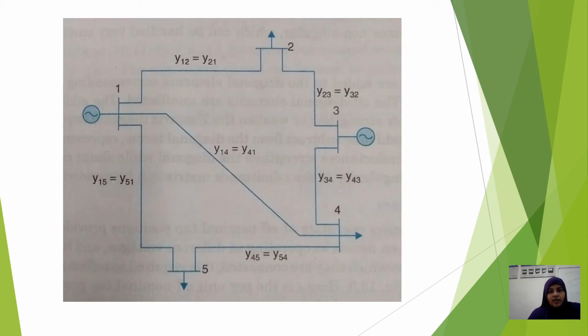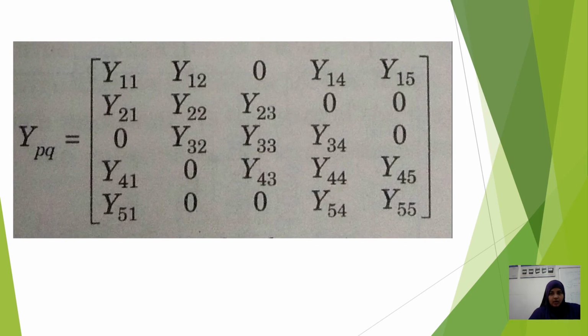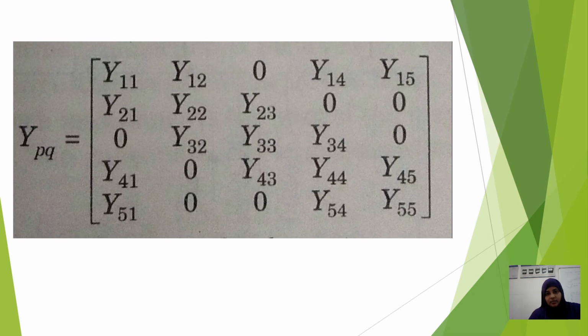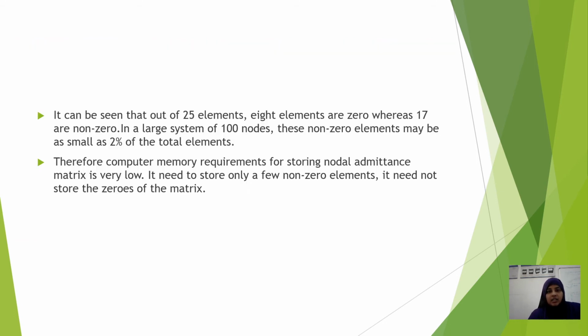This diagram is showing a 5-bus system. Similar to what we have seen for the 3-bus system, this 5-bus system has nodes 1, 2, 3, 4, 5. For this 5-bus system the YPQ equation I got as Y11, Y12, 0, Y14, Y15. So we can see here many zeros are present in a Y-bus matrix. It can be seen that out of 25 elements, 8 elements are 0 whereas 17 are non-zero. When you count here, you can see that 8 elements are 0.